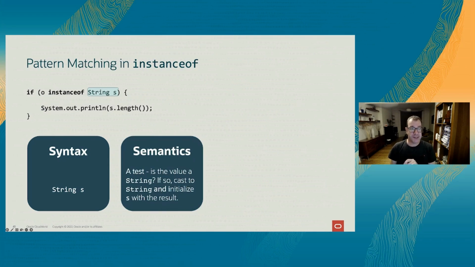A pattern embodies a test. Pattern matching is the process of testing or matching a value against that pattern. In this case, a type pattern is a test about the runtime type of the value. Here the test is whether the value is a string. If the value is not a string, then we say that pattern matching fails. If it is a string, then we say that pattern matching succeeds. And as a consequence, the variable s will be initialized with the result of casting the value to the type string.